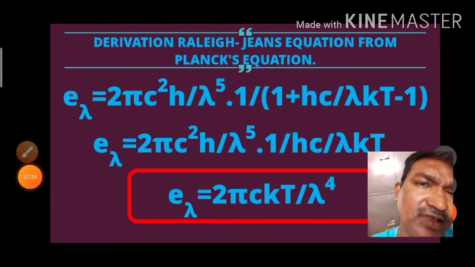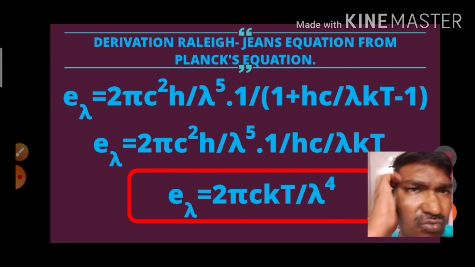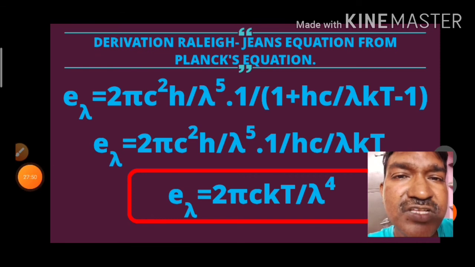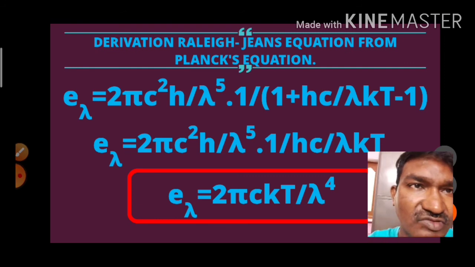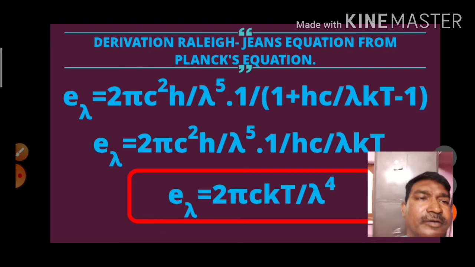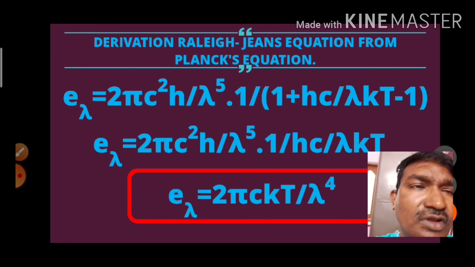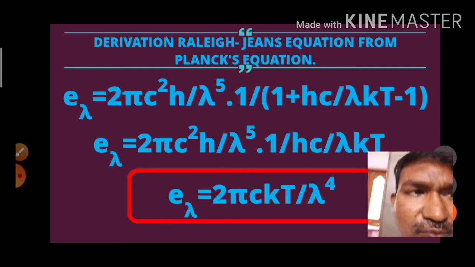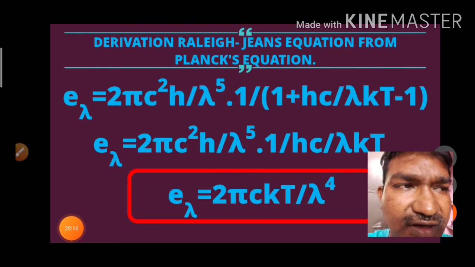So the same Planck equation changes into Wien's equation as well as the Rayleigh-Jeans equation. Planck's equation becomes Wien's equation at lower wavelengths, and Planck's equation becomes the Rayleigh-Jeans equation at higher wavelengths. Like that, we can change the Planck's equation. So that's why Planck's quantum theory became very popular, because Planck's theory is able to explain the graphs completely.